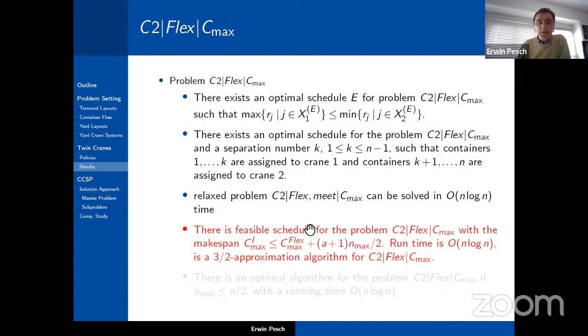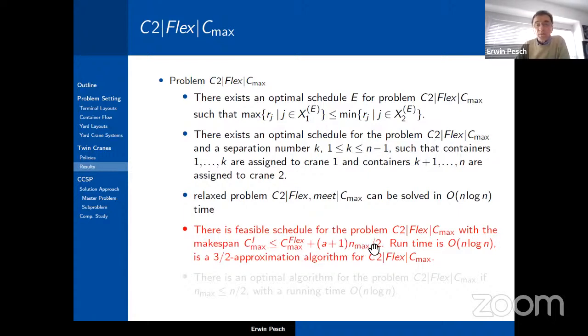So what you would add in order to find a feasible solution from an optimal solution to this problem, let's say the makespan of such a feasible solution where you insert idle times is C max I, you would add at most A plus one times N max half time to the optimal solution of this problem.